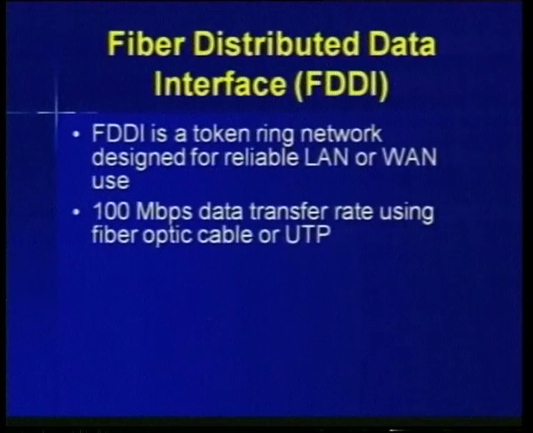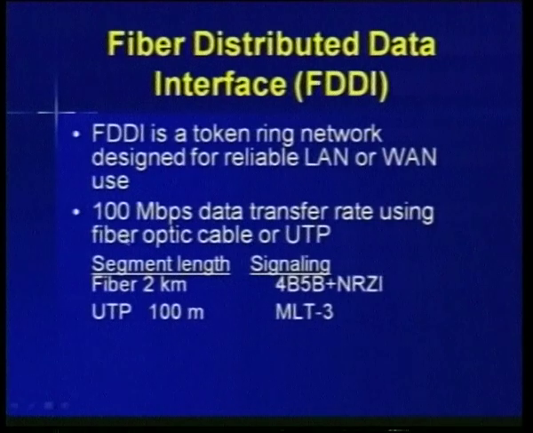Typically an 802.5 token ring protocol is used only in the LAN scenario, but FDDI is also meant for a WAN scenario, a wide area network scenario. Which means we are talking about larger distances. It can transmit typically at 100 megabit per second data transfer using fiber optic cable or using UTP.